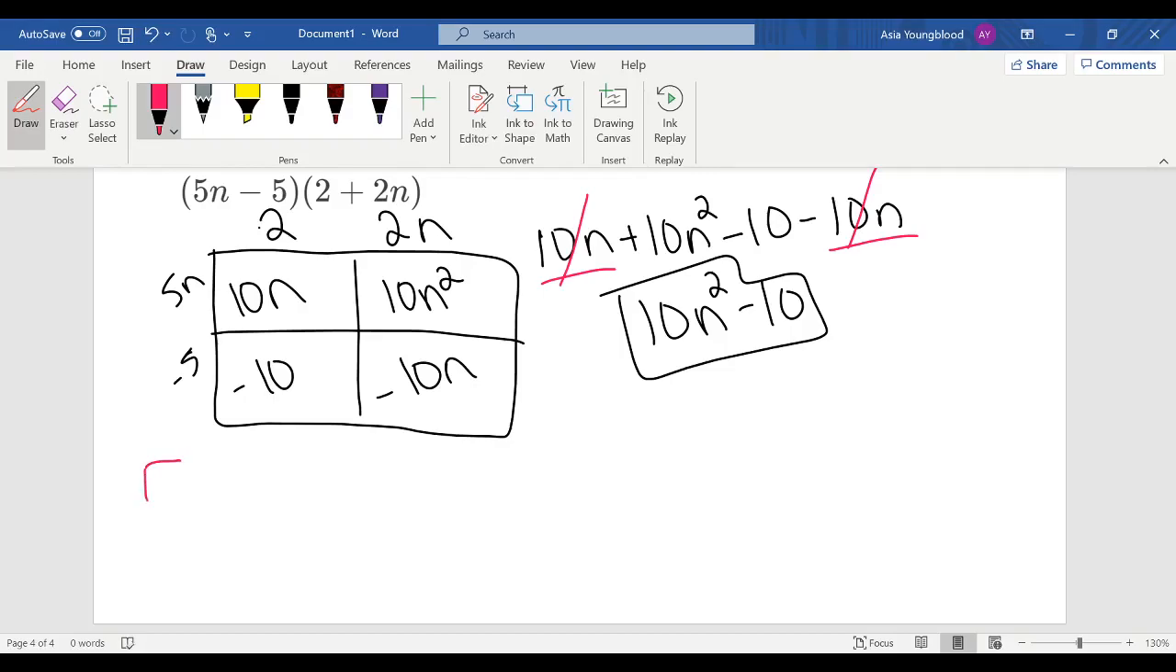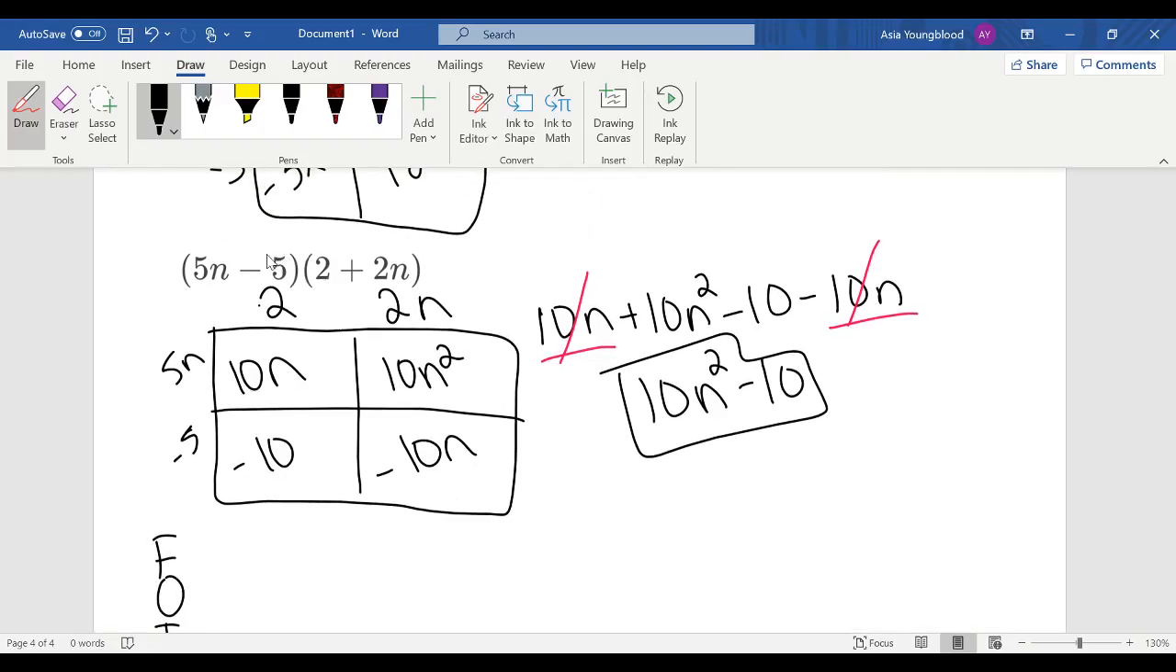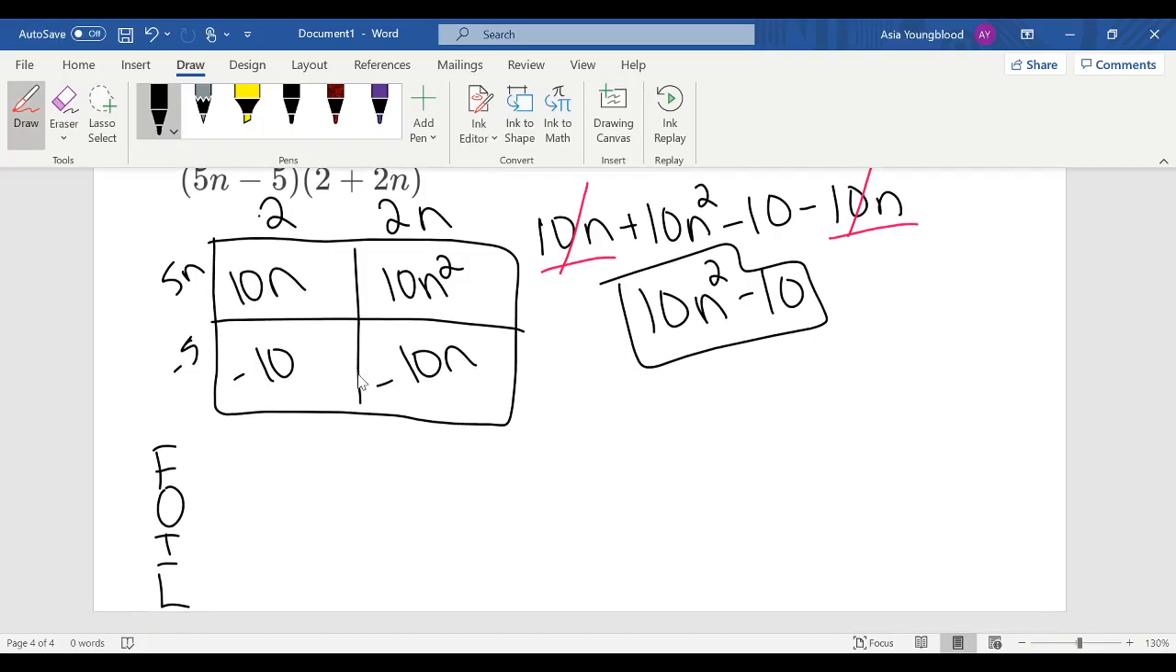So we have F O I L, and really all this is double distribution. So we're going to use this acronym to make sure that we distribute this 5n to both of these terms and this negative 5 to both of these terms. It's the same process we're going through with the boxes. You just don't have to draw the boxes if that method is confusing for you.